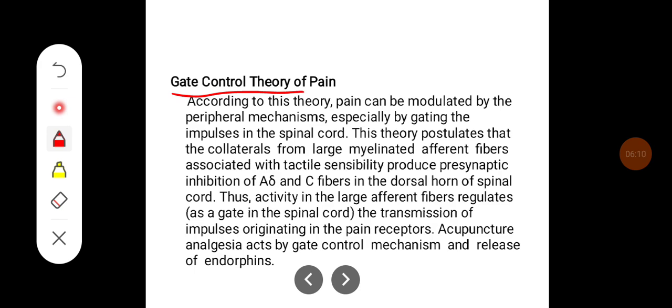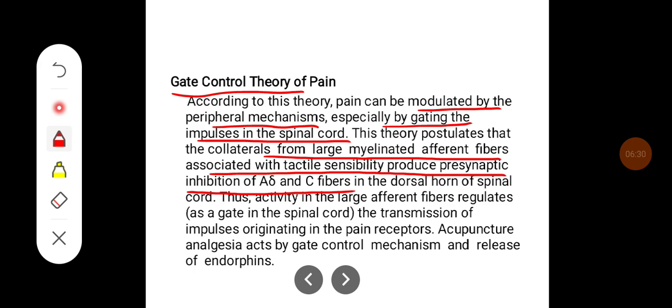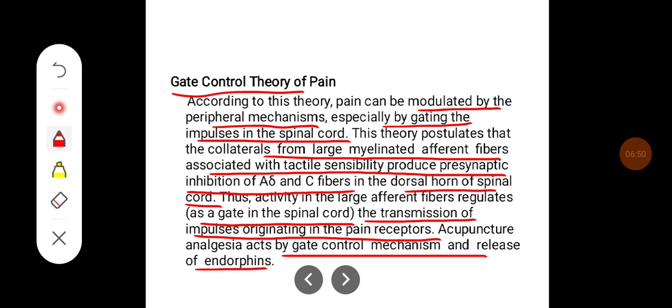The gate control theory of pain. According to this theory, pain can be modulated by peripheral mechanisms, especially by gating the impulses in the spinal cord. This theory postulates that the collaterals from large myelinated afferent fibers associated with tactile sensibility produce presynaptic inhibition of A delta and C fibers in the dorsal horn of the spinal cord. Thus, activity in the large afferent fibers regulates, as a gate of the spinal cord, the transmission of the impulses originating in the pain receptors. Acupuncture analgesia acts by the gate control mechanism and release of endorphins.